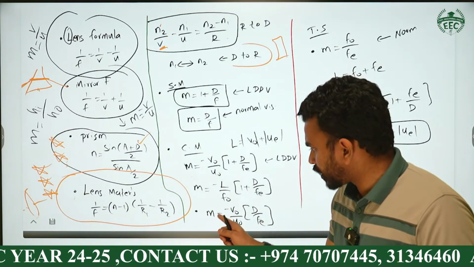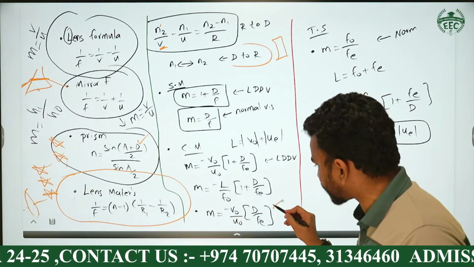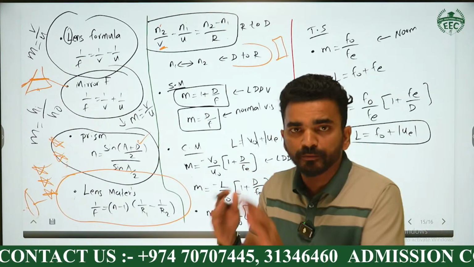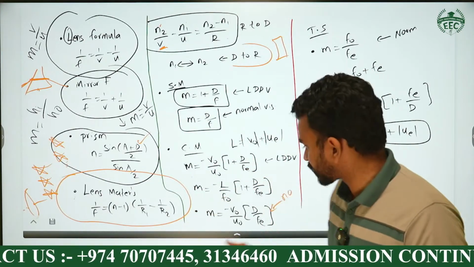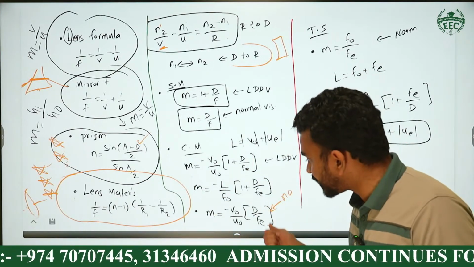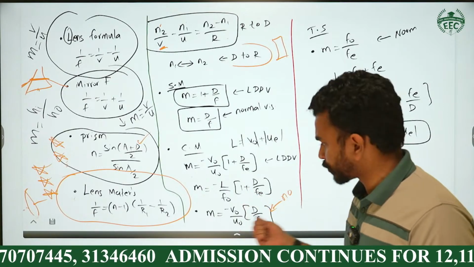Then the other case, the normal vision case. If, in a compound microscope, the image is formed at infinity, then the formula is minus VO by UO into D by FE. The one will not be there. Okay, so the same thing.